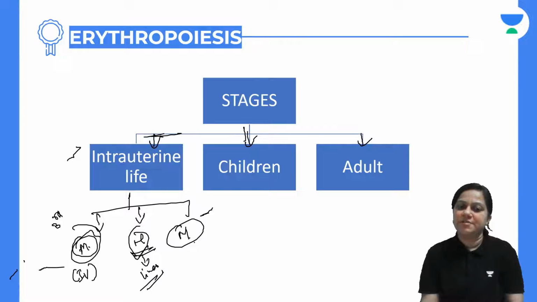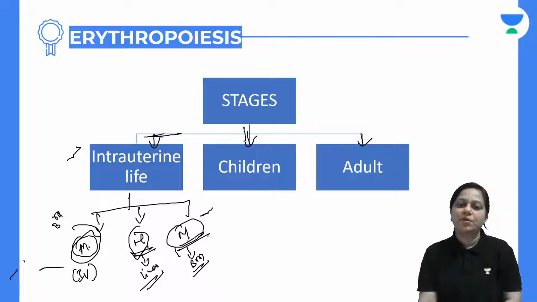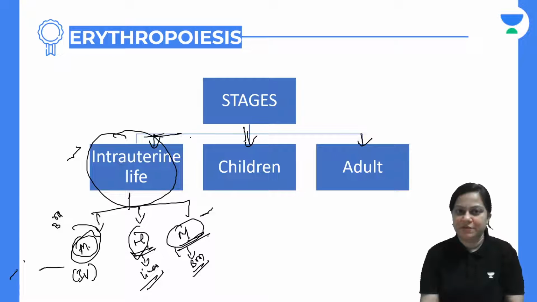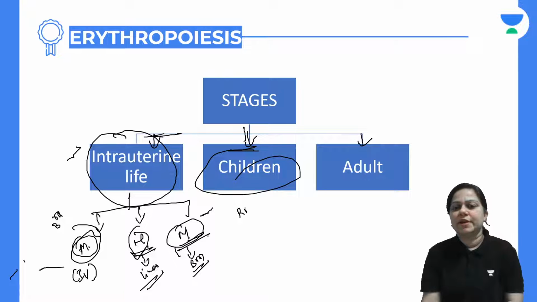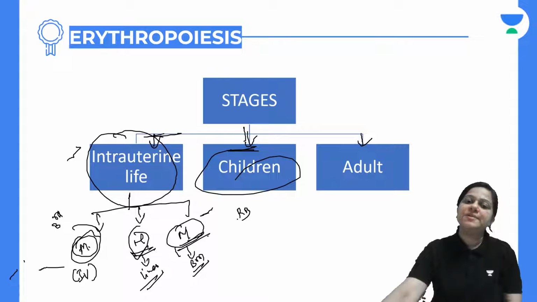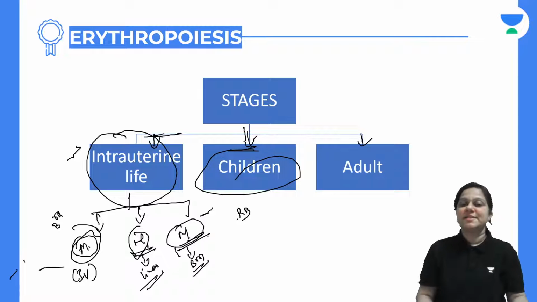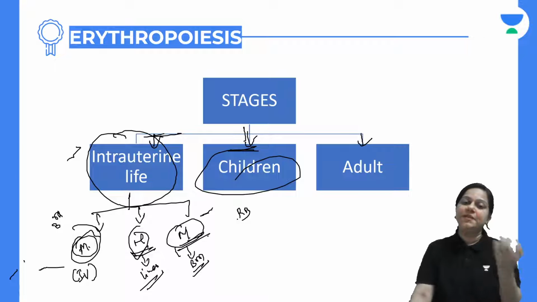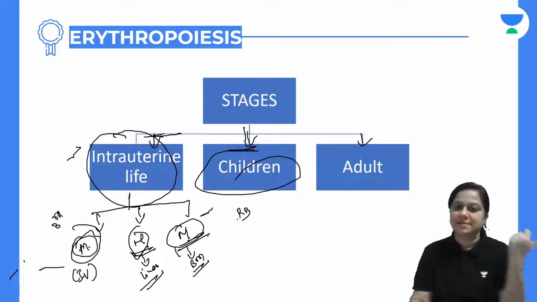Then the myeloid stage, it occurs in the bone marrow, from the middle of the fetal life and later on. So this is the myeloid stage. This is all about the intrauterine life. After birth, in the childhood phase, it occurs in the red bone marrow. Red bone marrow is the active bone marrow, where you will find the stem cells, and it will help in the formation of different blood cells.